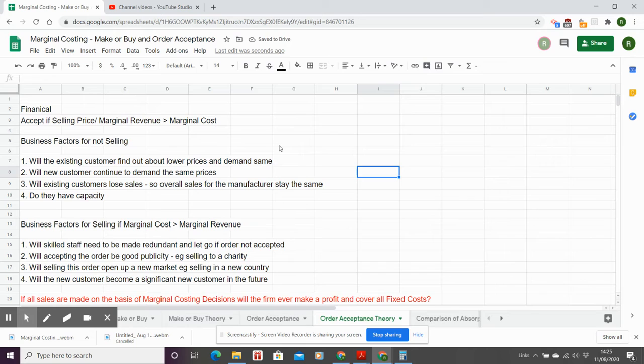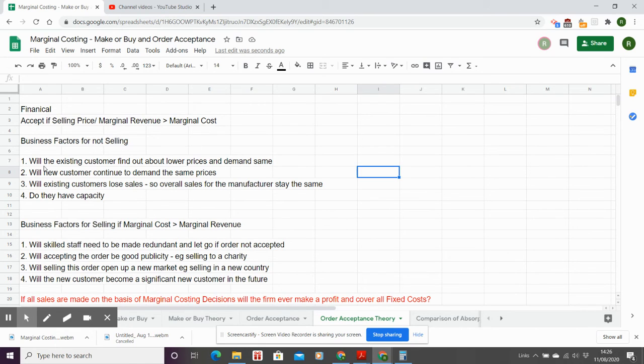A little bit of theory then. The financial side of marginal costing, we'll look at the business side of the decision, basically says so long as the selling price or the marginal revenue is greater than the marginal cost, then from a financial point of view, or from a maths point of view, this would be an order that we would accept. And conversely, if the marginal revenue is below the marginal cost, then normally we would reject the order.